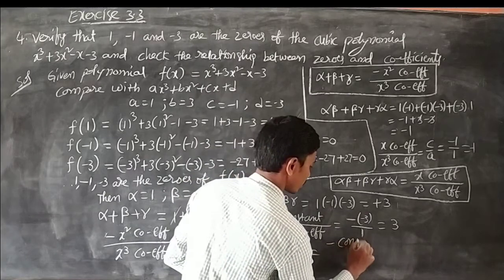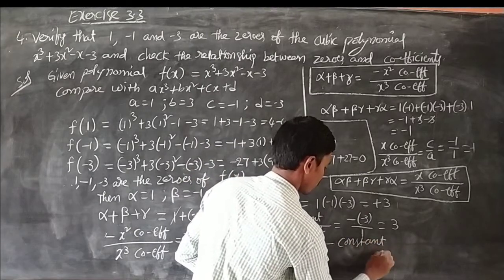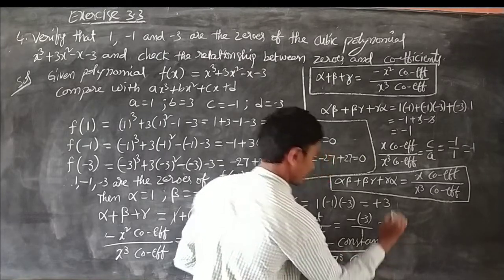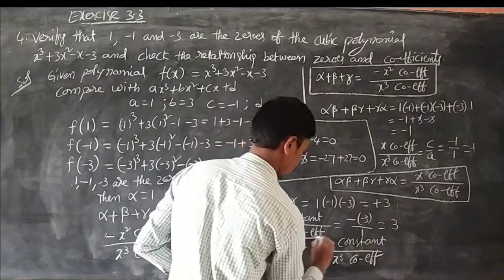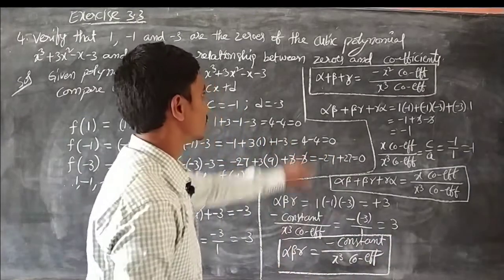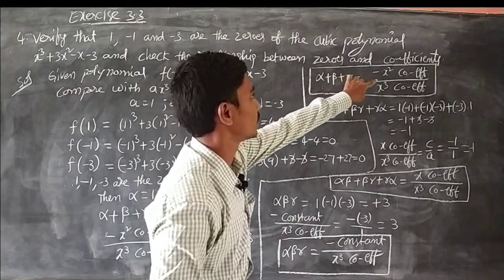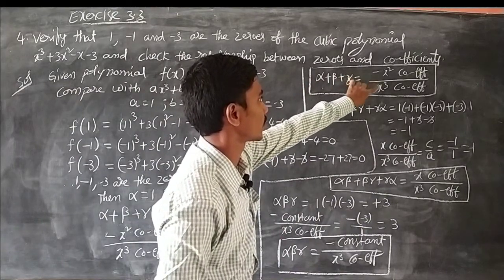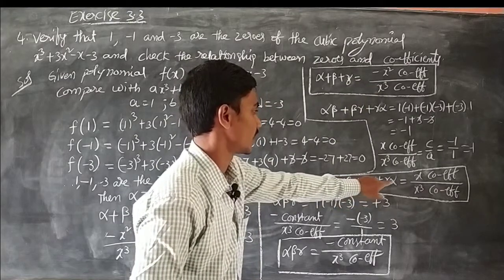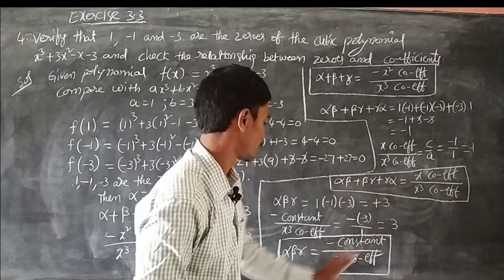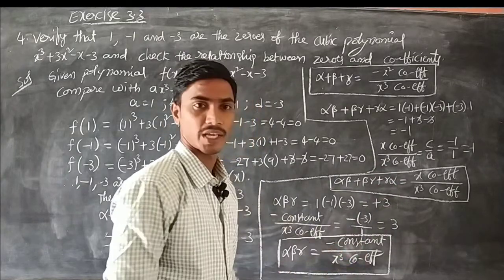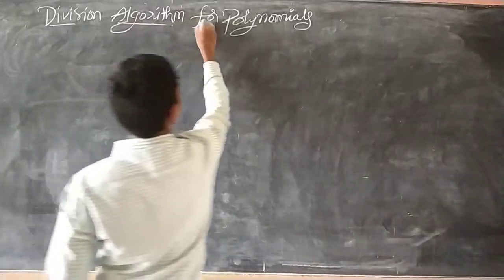minus of constant by x cube coefficient. Do you understand? Sum of the zeros is related with minus of x square coefficient by x cube coefficient. Product and sum of the zeros is related with x coefficient by x cube coefficient, and product of zeros is related with minus of constant by x cube coefficient.